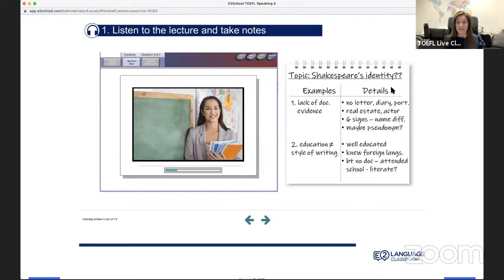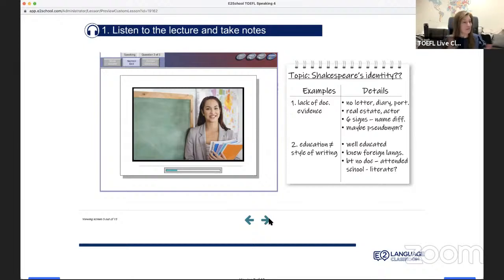The second example was that his education level does not match his very sophisticated style of writing. The person who wrote seems to be very well educated. They knew foreign languages. Again, the writer seemed very intelligent, but for the person named William Shakespeare, there was no documentation that they were even literate or that they attended school.